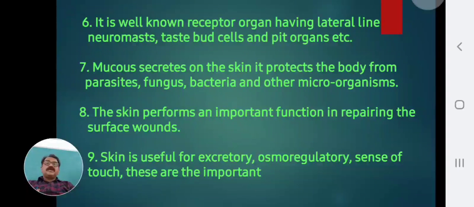Next important function of the skin: it is a well known receptor organ. I have earlier told that it is also called a sense organ. It is a well known receptor organ having a lateral line, and in this lateral line, which is present on the lateral side, there are taste bud cells, neuromast organs and pit organs. Due to these three parts, this lateral line acts as a sensory organ, or it is also called a well known receptor organ. These are to be noted.